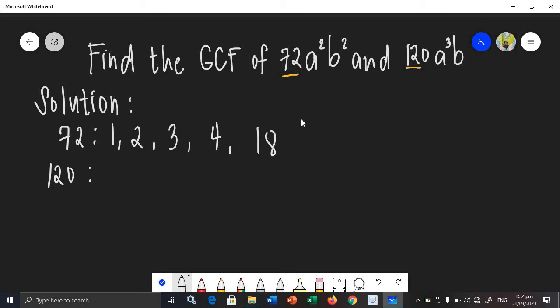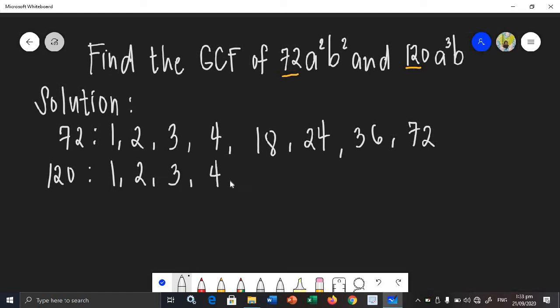4 and 18, 24, 36, and 72. Shortcut ko na lang. Hindi ko na kinuha lahat ng factors. Okay? Dito, 1, 2, 3, and then 4, 6, 12, 24.